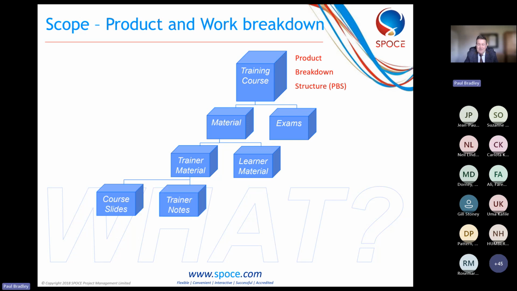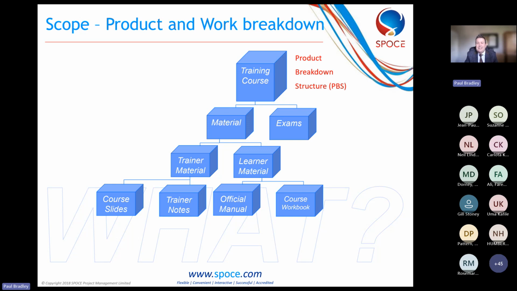The trainer material, I've got course slides, which I'm using at the moment, and I've got course or trainer notes, which I haven't got at the moment because I've not done them. But hey, I put the slides together, so I know what I'm supposed to be saying. But you typically have course slides and trainer notes, and that makes up the trainer material. All the trainer material and learner material make up the material which develops into the training course with the exams. For learner material, we usually provide an official manual and a course workbook with all the exercises in.